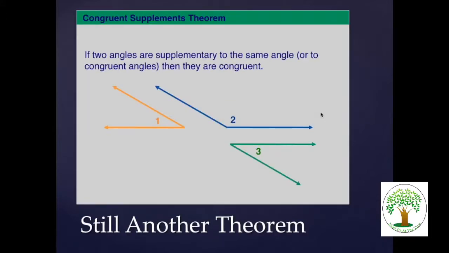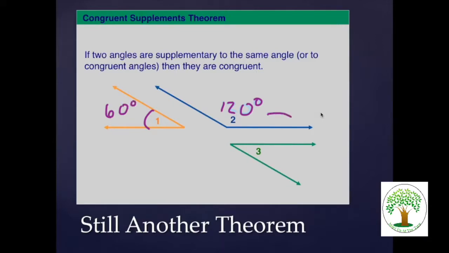Here's another one. This is the congruent supplements theorem. If two angles are supplementary to the same angle or congruent angles, they are congruent. So I am going to first say that angle 2 is obtuse. I'm going to pick a number and say this is 120 degrees. If these two are supplementary, what does it mean to be supplementary? They equal 180 together. So if angle 1 and 2 add up to 180, what must angle 1 be? 60. You agree? Yes.